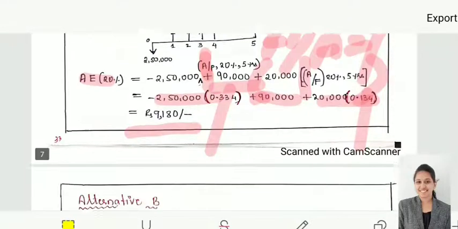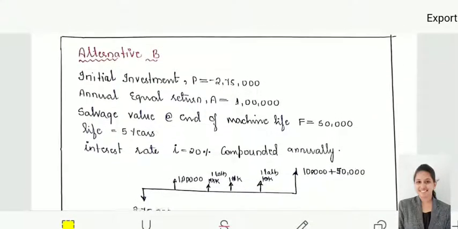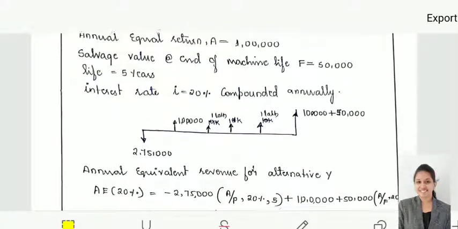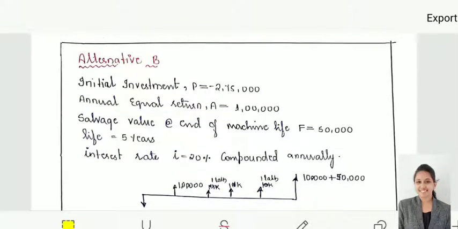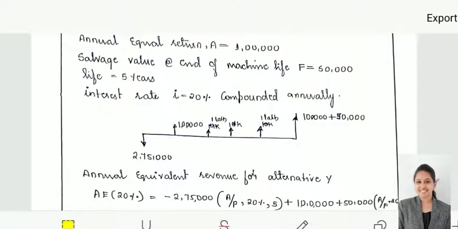9,180. Now similarly we will see for alternative Y. For this alternative, the initial investment is 2,75,000, that is in the negative. Annual equal return means I am getting an amount, so it is positive, that is 1 lakh, whereas the salvage value is 50,000 and life is 5 years.